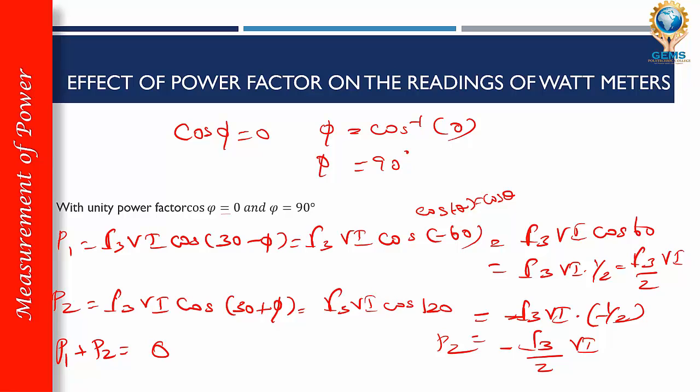So under 0 power factor, what is the solution? To read the wattmeter, reverse the current coil or pressure coil to get a positive value in my reading. So when cos phi is equal to 0, I have to reverse the connection of P2 or of P1 so that I can eliminate this negative sign. If I don't eliminate it, both the values will cancel and it will become 0. So to avoid that, I have to reverse the connection of either P2 or P1 so that my total power value will not be 0.